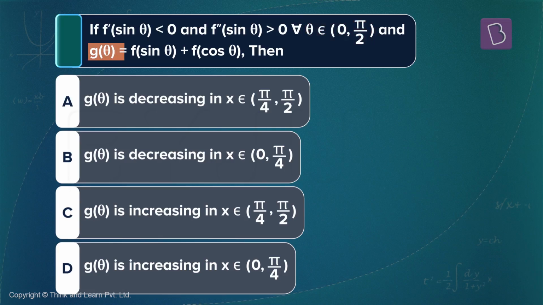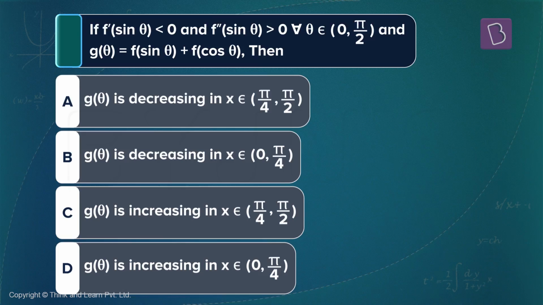G of theta is nothing but f of sine theta plus f of cos theta. The objective of this function is to find out the monotonicity of g of theta in two intervals, 0 comma pi by 4 and pi by 4 comma pi by 2. Now this is also a multiple correct answer kind of question.